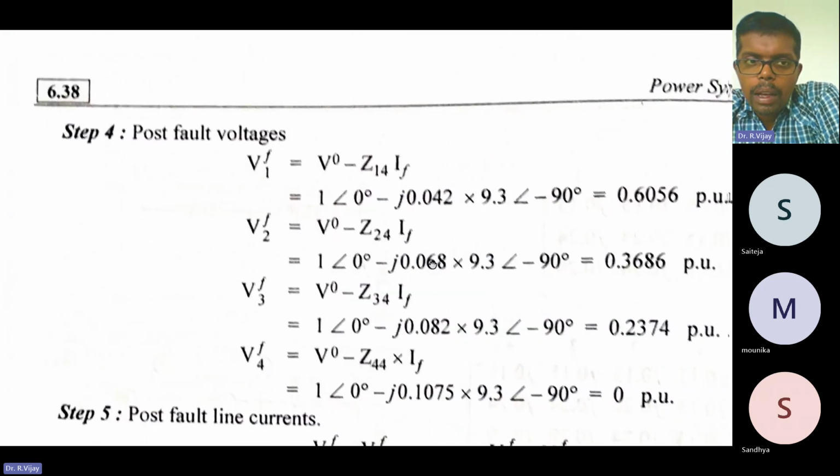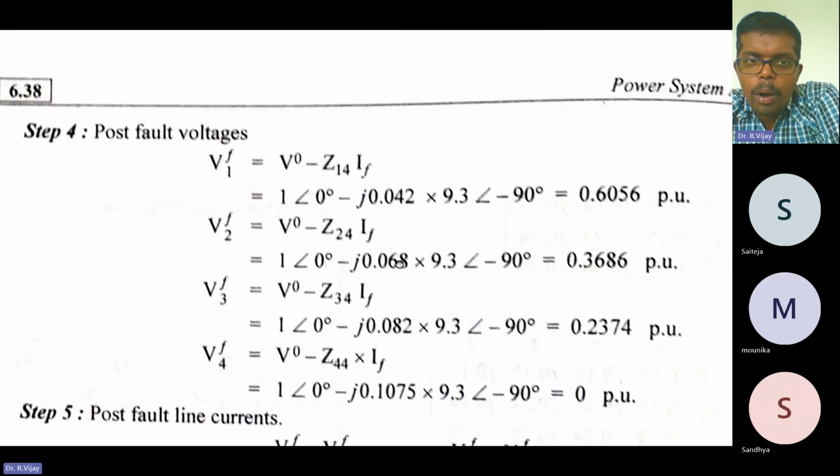Step number 4, we have to calculate the post-fault voltages. This is the formula we already derived: V1F is equal to V0 minus Zij into If. Here Zij is Z14, because ij means from the first bus to the fourth bus, post-fault. So I is 1 and J is 4. So V0 is 1 at the angle of 0 degrees, minus Z14.